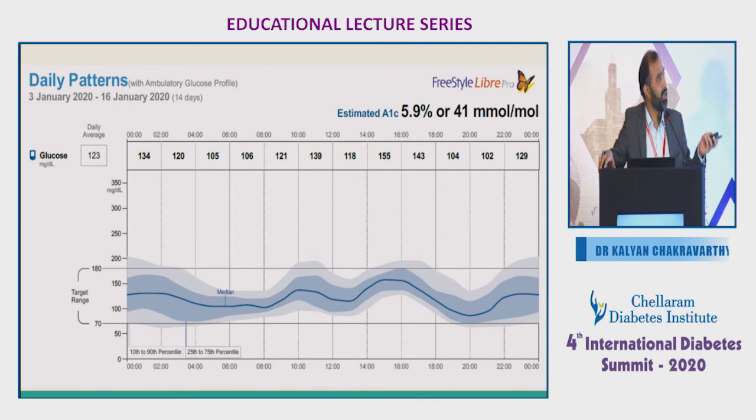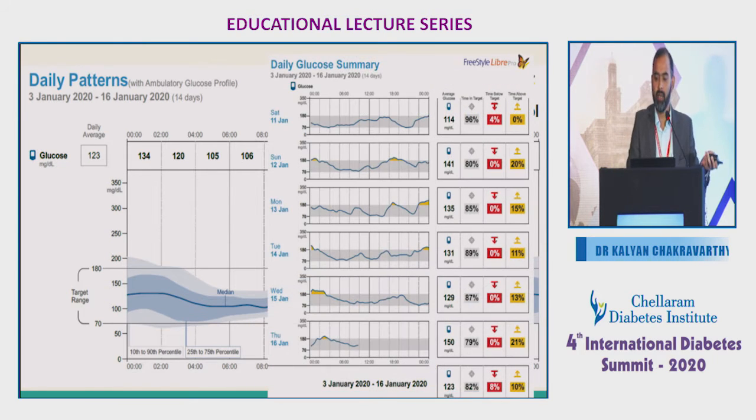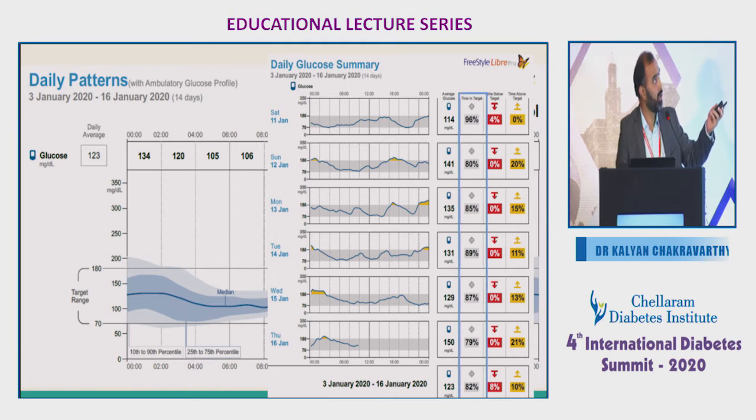If the interdecile range is also mostly within target, then almost 80% of his values are within target. So that will be correlated with the time in target column in the daily glucose summary. So this patient has almost close to 82% in the target range.